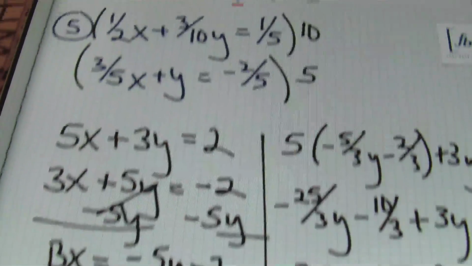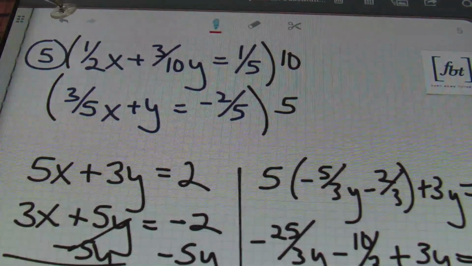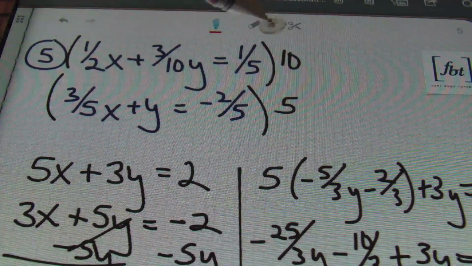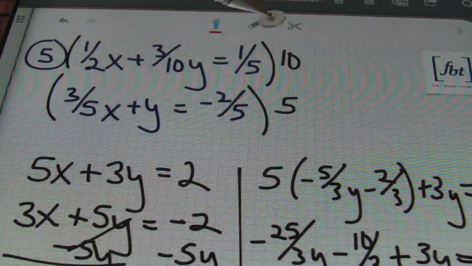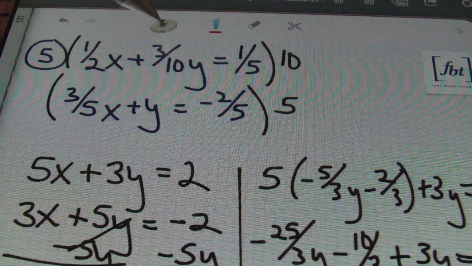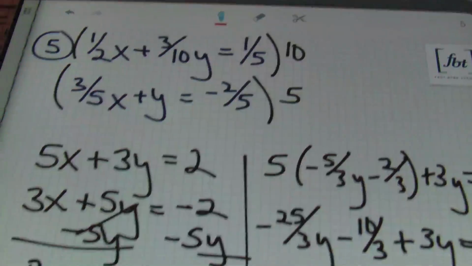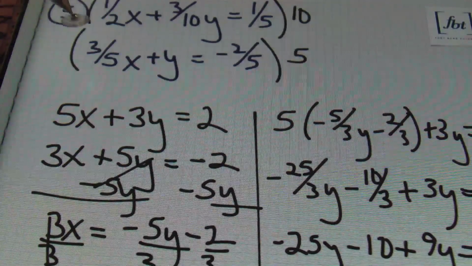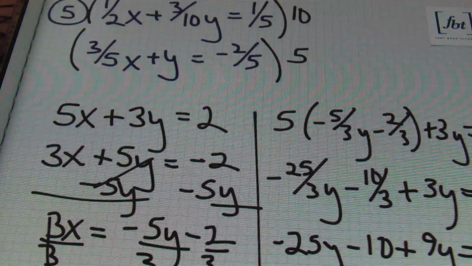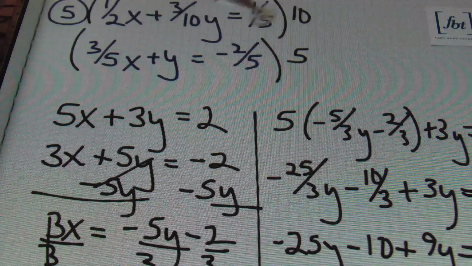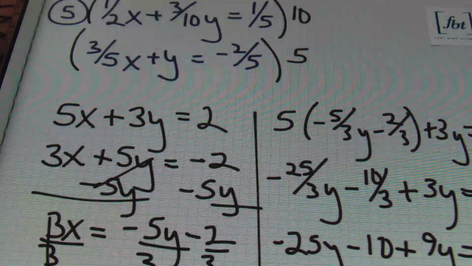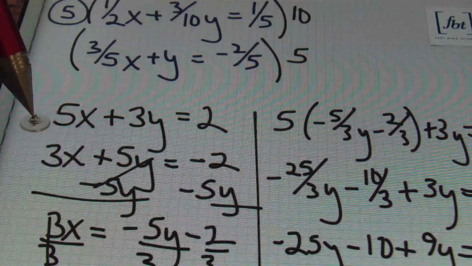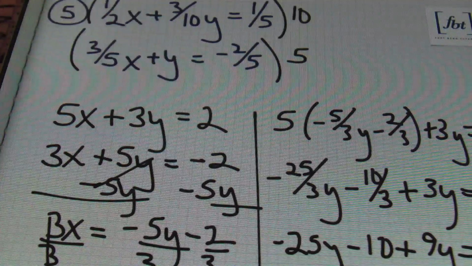So what happened in problem number 5? We started out with a system of equations that was riddled with fractions. I multiplied the first equation by the common denominator of 10. That meant 10 times 1/2 x, 10 times 3/10 y, 10 times 1/5, and ended up with 5x plus 3y equals 2. Then I took our second equation that had a common denominator of 5 and multiplied each and every term by 5. So 3/5 x times 5, y times 5, negative 2/5 times 5 gave me 3x plus 5y equals negative 2.